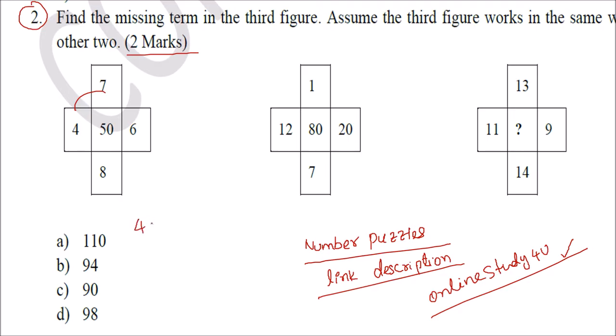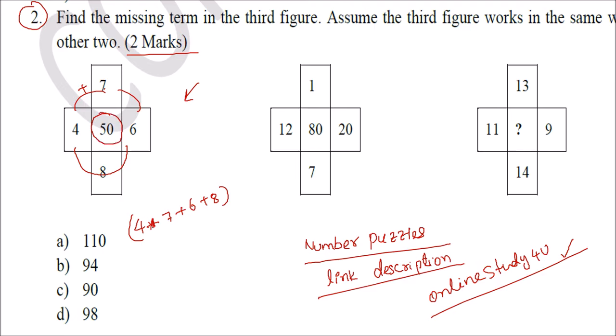So 4 into 7. Friends, what they have done here is they have added all 4: 4 plus 7 plus 6 plus 8. Basically in this kind of question, the logic is that you need to add or multiply the outside numbers and then you get the middle number.